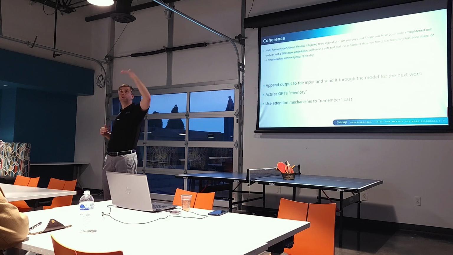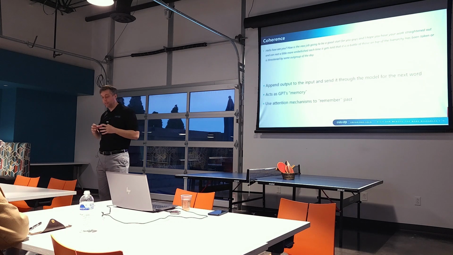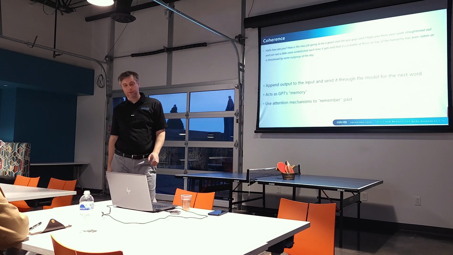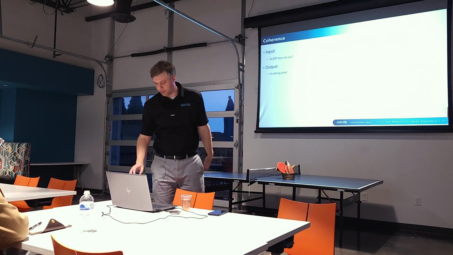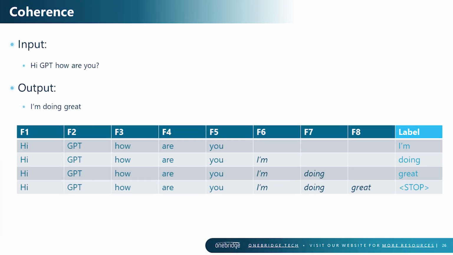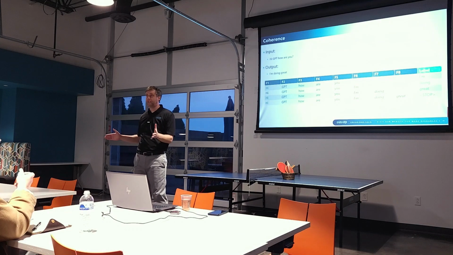It can also refer to other paragraphs, other pieces of text to try to keep it on track. So let's look at an example. We have this input, like, "Hi, GPT, how are you?" And the output, "Oh, I'm doing great." What that actually looks like behind the scenes is that for each word it outputs, it then appends it to the next. That's the main way it keeps from going off the rails. Eventually it'll hit the stop, which means just stop outputting words, because otherwise, the way it's designed, it'll just keep writing forever.